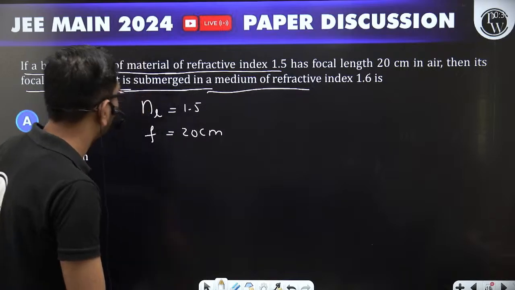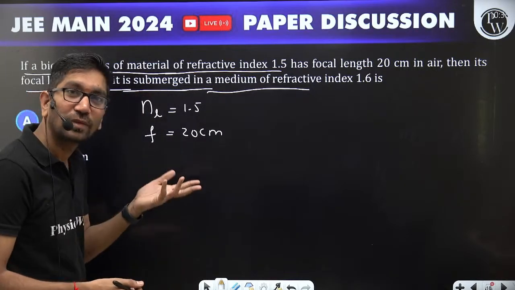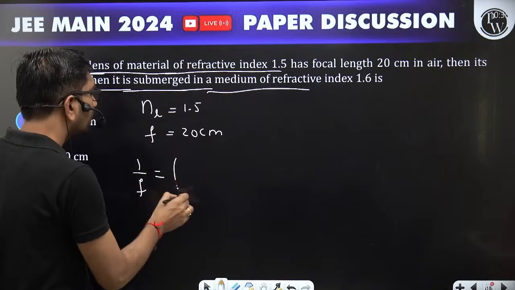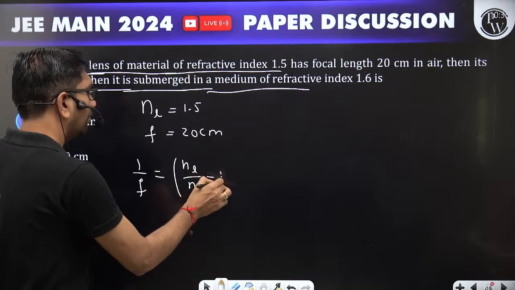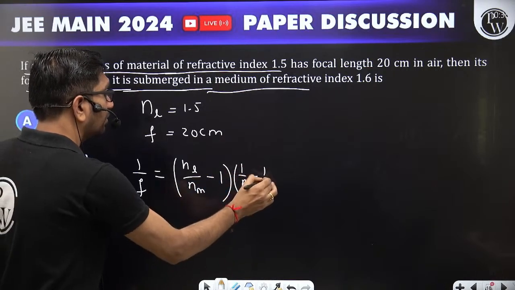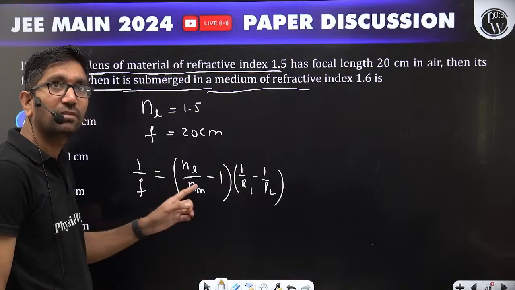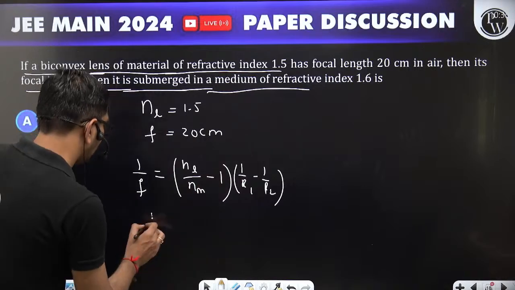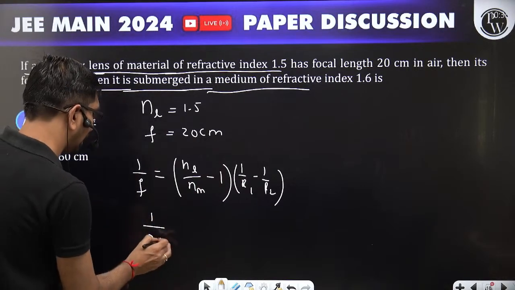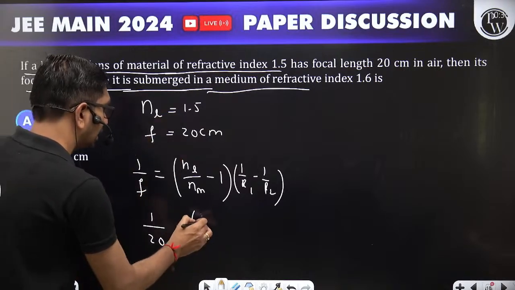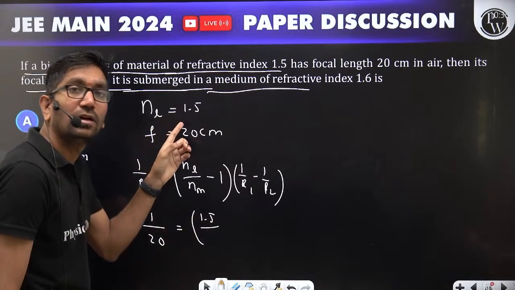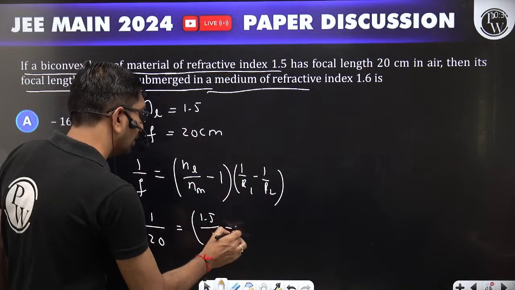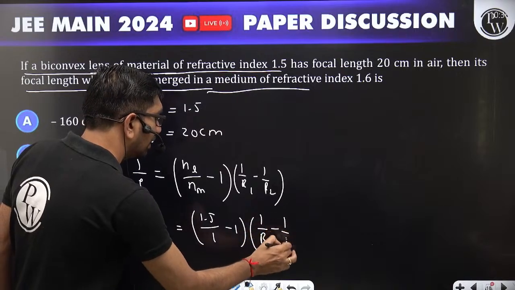Right, beta. Now see here, as everyone knows, I think you remember this formula. 1 by f is equal to (nL by nM minus 1) into (1 by R1 minus 1 by R2). So let us calculate first in air. 1 by f, the value he given as 20. The refractive index of the lens he given as 1.5. The medium surrounding initially is air, beta. So finally you get this one.